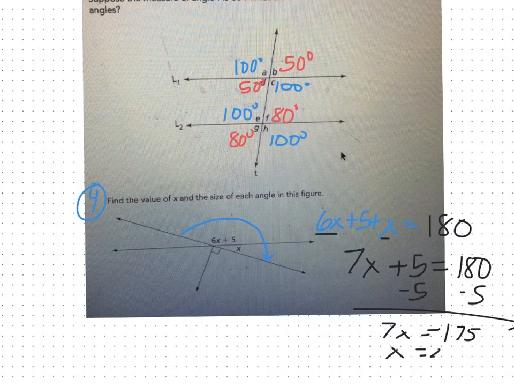x would be 25. So if x is 25, this acute angle would be 25 degrees, and then the obtuse angle right here would be 6 multiplied by 25 added to 5. So 6 times 25 is 150, plus 5 is 155, which looks reasonable according to the picture, because 155 and 25 is 180.